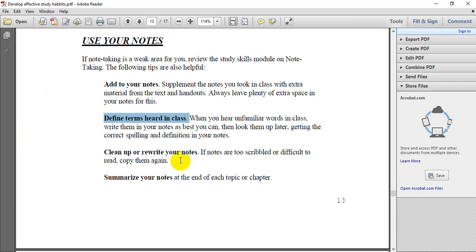Clean up or rewrite your notes. This means that if notes are too scribbled or difficult to read, copy them again. Just by practice, you will master them. Summarize your notes. At the end of each topic or chapter, you can summarize and condense your notes.